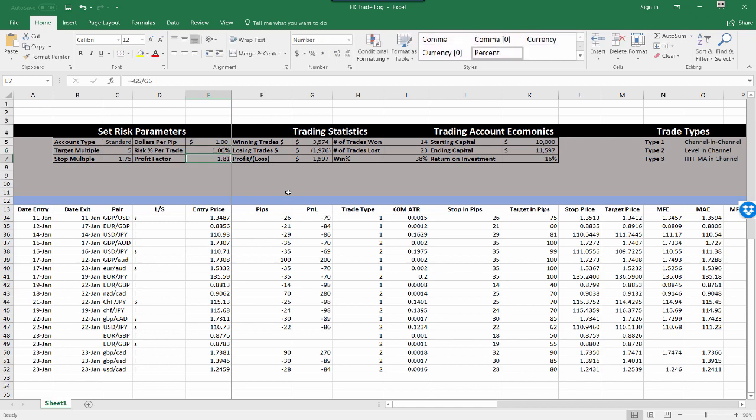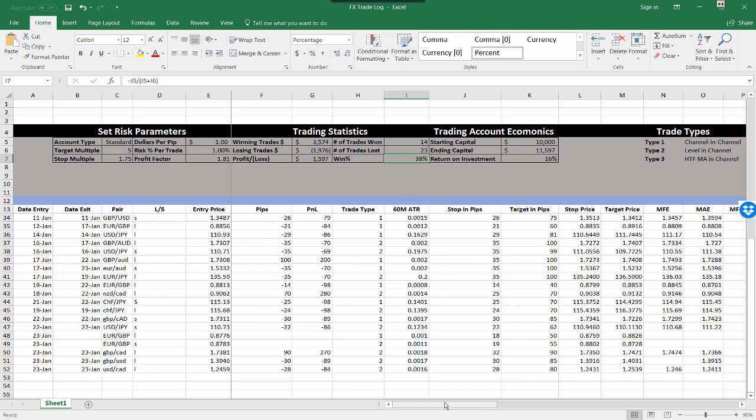My profit factor is pretty solid at 1.81. Win percentage 38. Honestly, that's about all I expect to win. I'm not one of those traders that expects to win 50, 60% of the time. I think that's unreasonable. Professional traders don't even win that high.